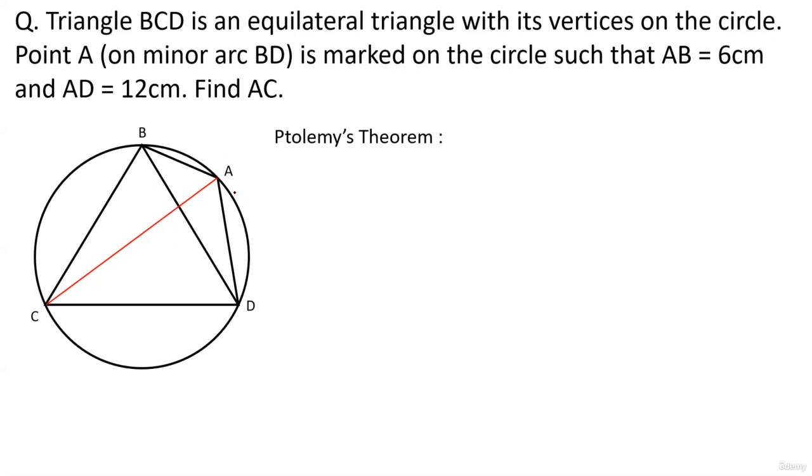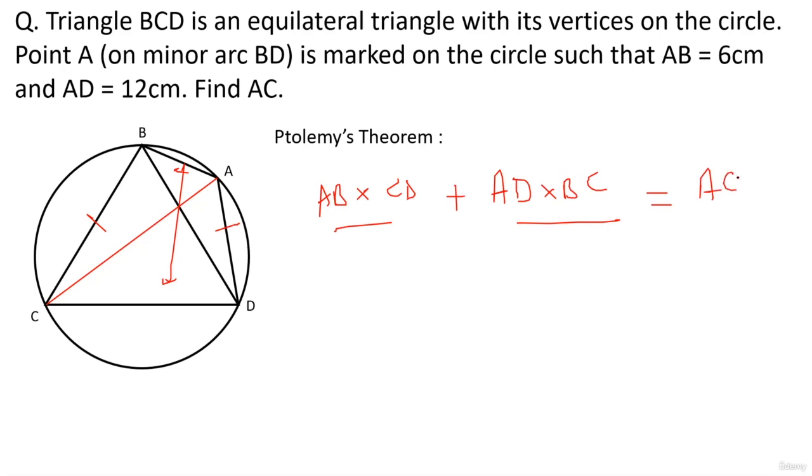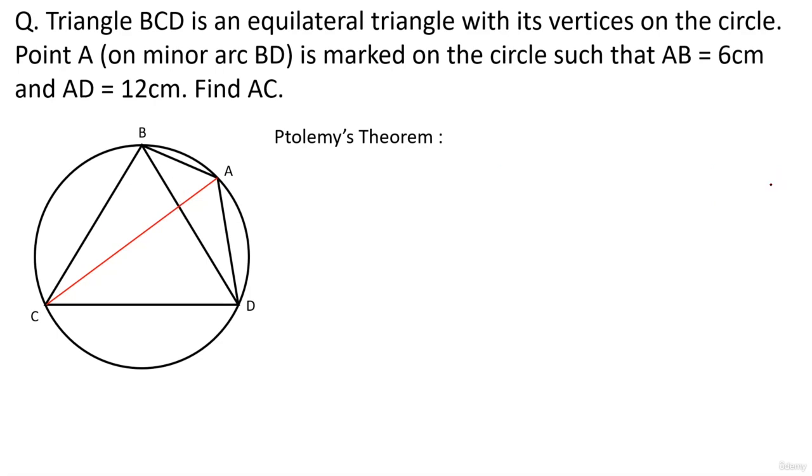So Ptolemy's theorem, guys, says that the product of the opposite sides. If you take AB and CD, AB into CD, and the other two opposite sides AD and BC. The product of the opposite sides, you take their sum. This is equal to the product of the diagonals. Take the product of two opposite sides, add them, and just equate it to the product of the diagonals. This is called Ptolemy's theorem.